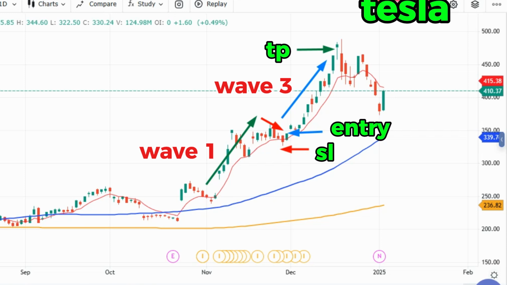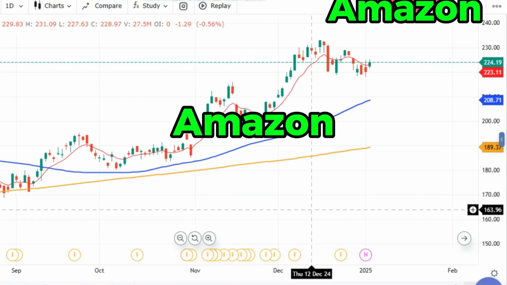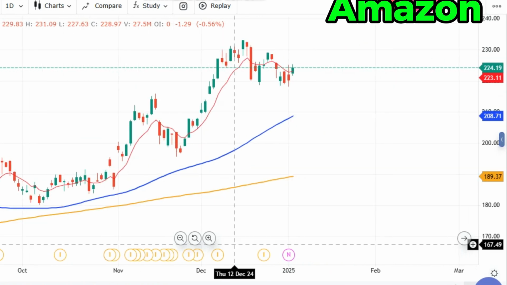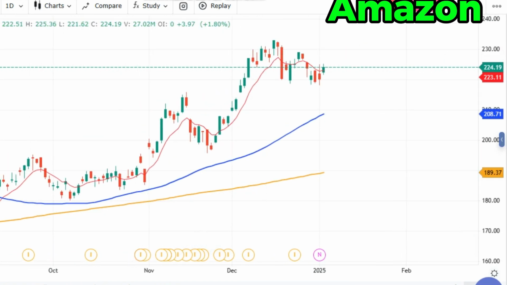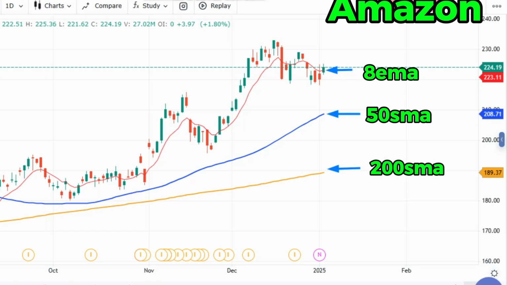Alright, now let's look at another example. This is a daily chart for Amazon Corporation. Remember, this strategy will work perfectly on the daily and the H4, so stick to those 2 time frames. So we can first determine the direction of the trend. As you can see, the 8 exponential moving average is above the 50 and the 50 is above the 200. This means we are in a clear uptrend.